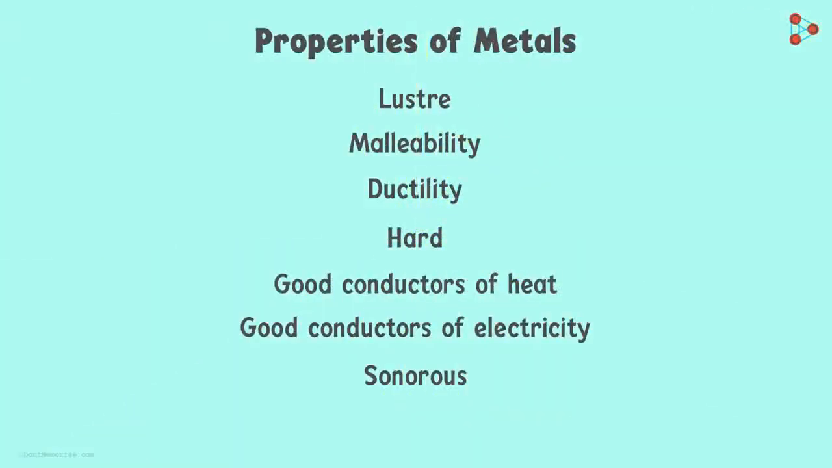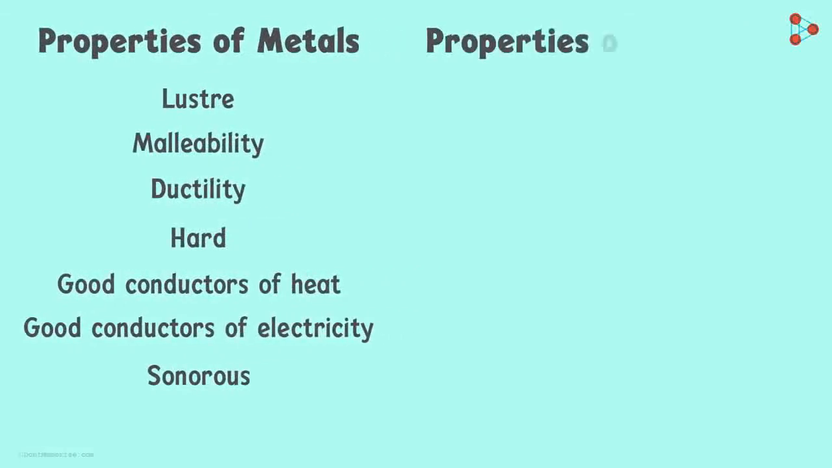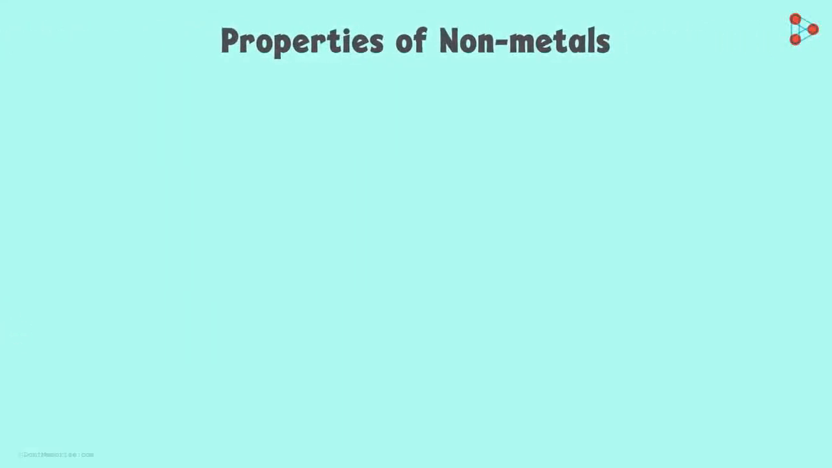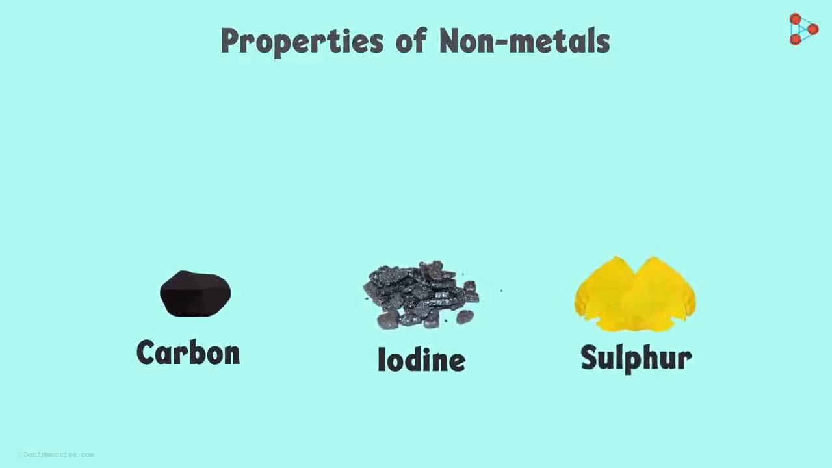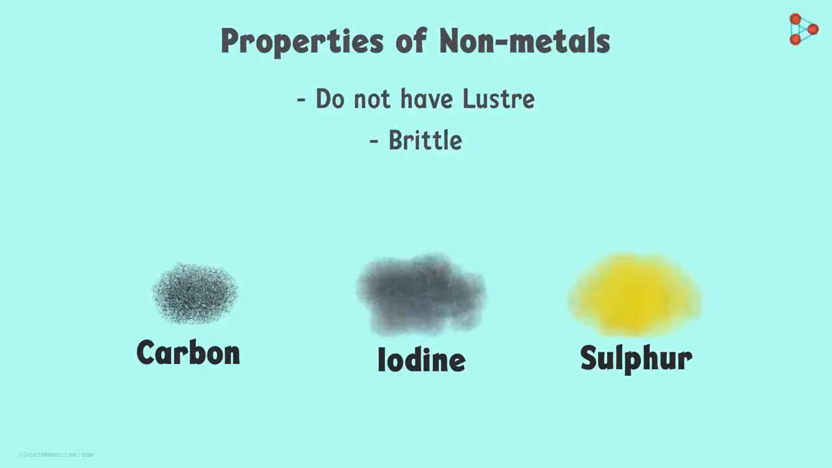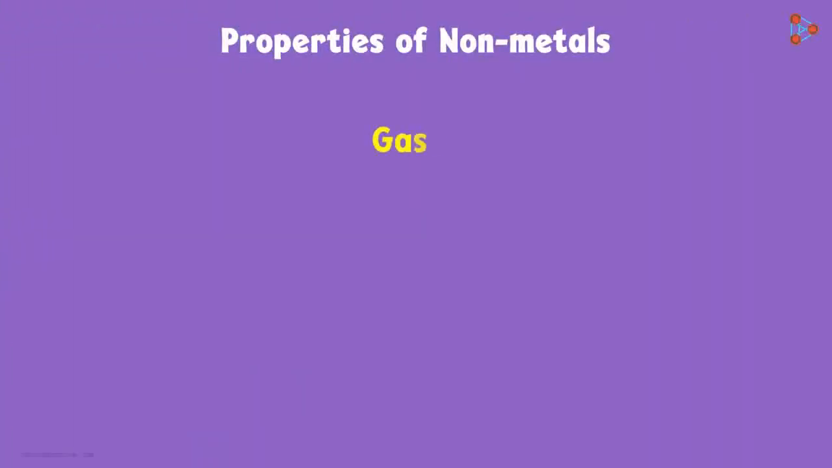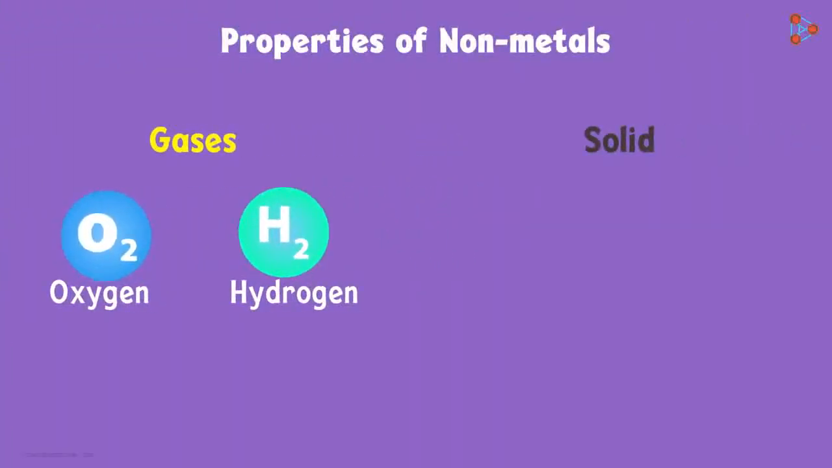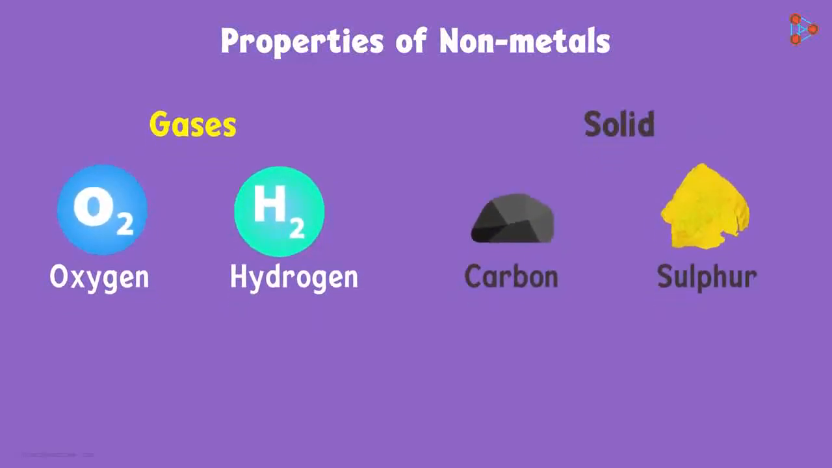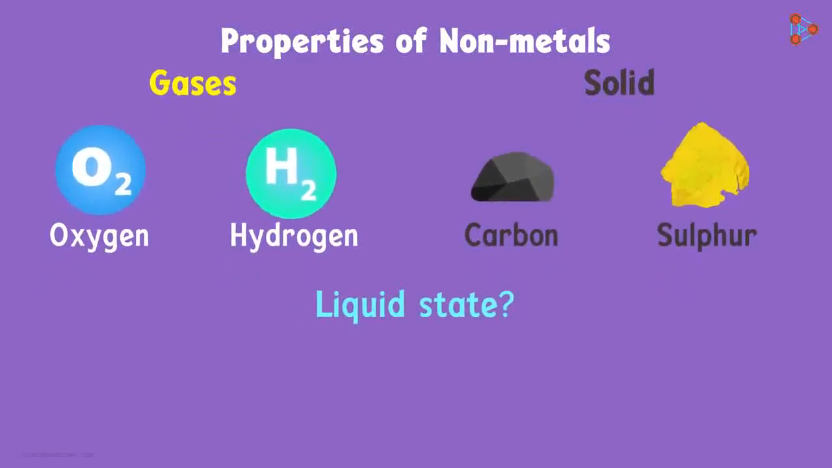If these are the characteristics of metals, what do you think will be the characteristics of non-metals? In simple words, just the opposite of metals. In a nutshell, non-metals like carbon, iodine or sulfur do not have luster. They do not shine and are brittle in nature. What do we mean by brittle? They cannot be beaten into sheets or wires as most of them turn into powder when hit by a hard substance. Non-metals can also be gases like oxygen, hydrogen or solids like carbon, sulfur, etc. Do you know of any non-metal in the liquid state?